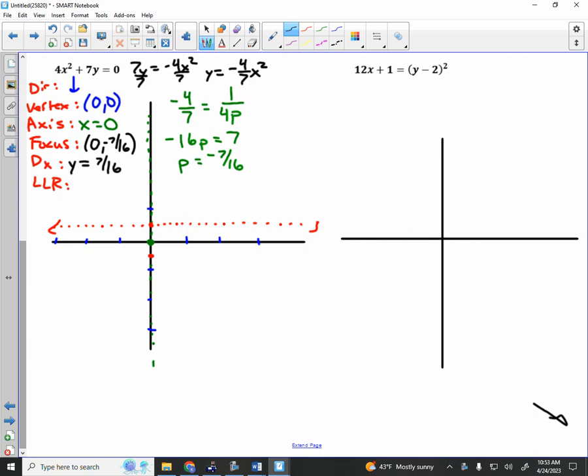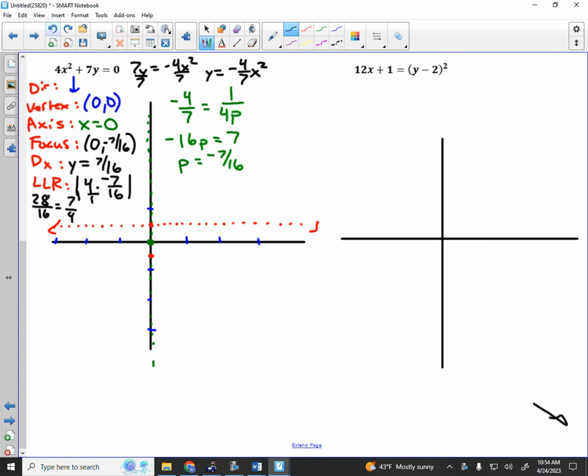The length of the latus rectum is the absolute value of 4 times p. So I'll write it as 4 over 1. On the top, I get 28. And on the bottom, I get 16. Those are both divisible by 4. So I get 7 over 4. So 7/4 is the length of my latus rectum.